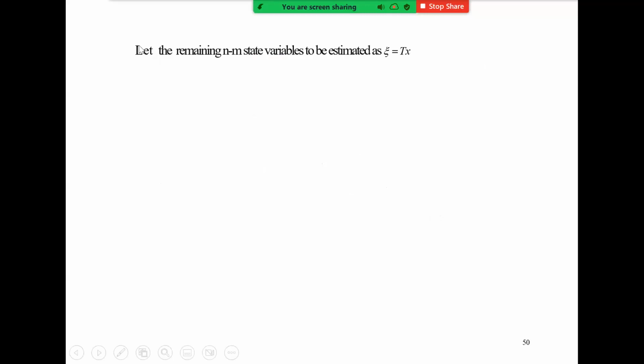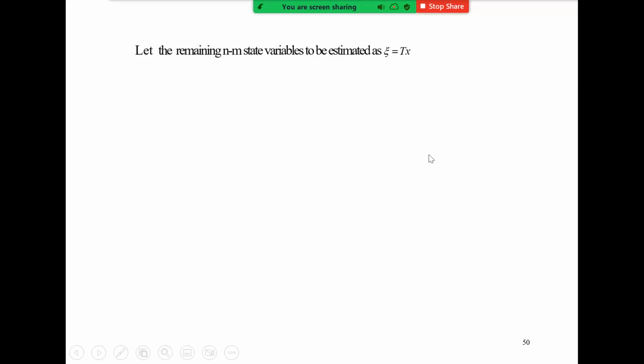So for that purpose, we already know m output signals. With the remaining n minus m state variables, we use xi to denote those remaining ones. But xi, of course, is not x. It's the remaining ones. So therefore, we say xi equals T times x.